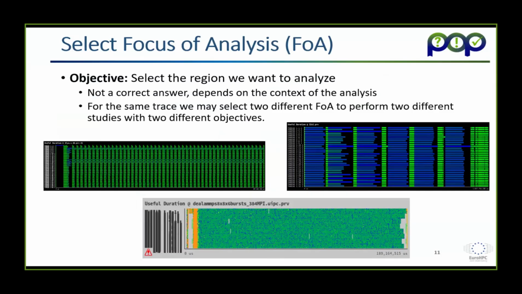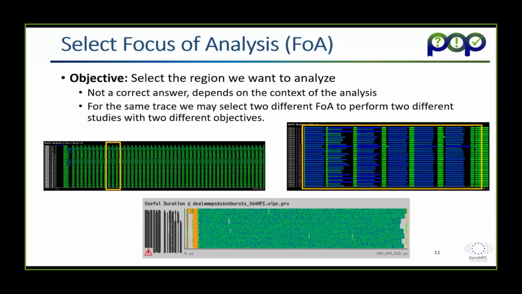The important thing is that there's not a correct answer to this question, it depends on the interests of the user. So if we are open, we can decide something, we can discuss this with the user, but there's not a single answer, and sometimes from one trace, we can do several analyses with different focus of analysis. So for the first application, that was a very regular one, we could decide to take 3 iterations as the focus of analysis because they are representative of the full execution. So we can say, okay, we focus only on 3 iterations, and this will give us the idea of the whole simulation.